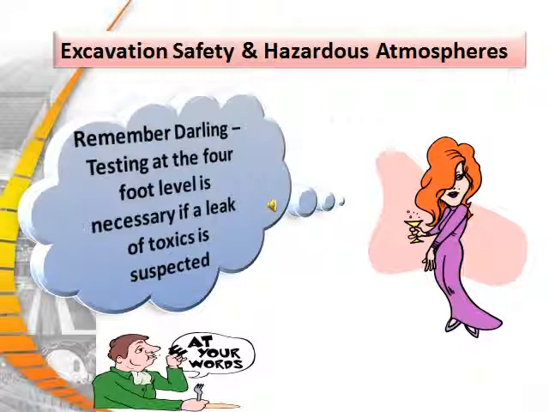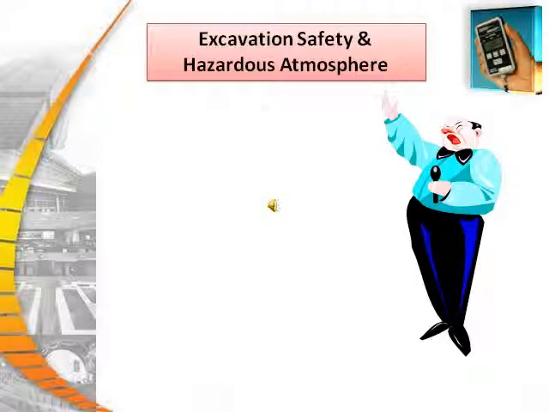Hazardous atmospheres present one of the most prevalent excavation safety hazards, and testing at the 4-foot level is necessary if a leak or toxic is suspected by any of the work crew. Testing for hazardous atmospheres includes using the lower explosive limit, whenever low oxygen is suspected, or the presence of carbon monoxide, hydrogen sulfide, petroleum products, or other toxics which could invade the atmosphere.